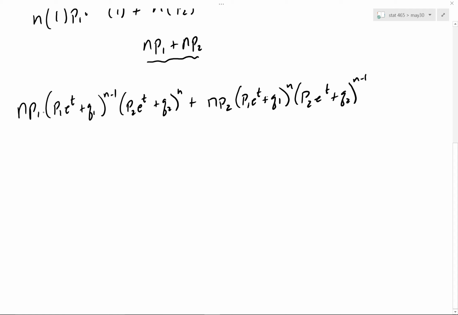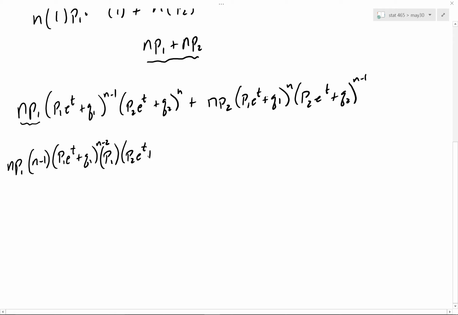Alright, so it's product rule again, but it's the derivatives with respect to t. Notice that there is no t here. None. So it's just a constant, so it just tags along for fun. So then times n minus 1 times p1 e to the t plus q1, n minus 2 times p1 times this guy, right, good, plus now I gotta do it the other way around for this fella.